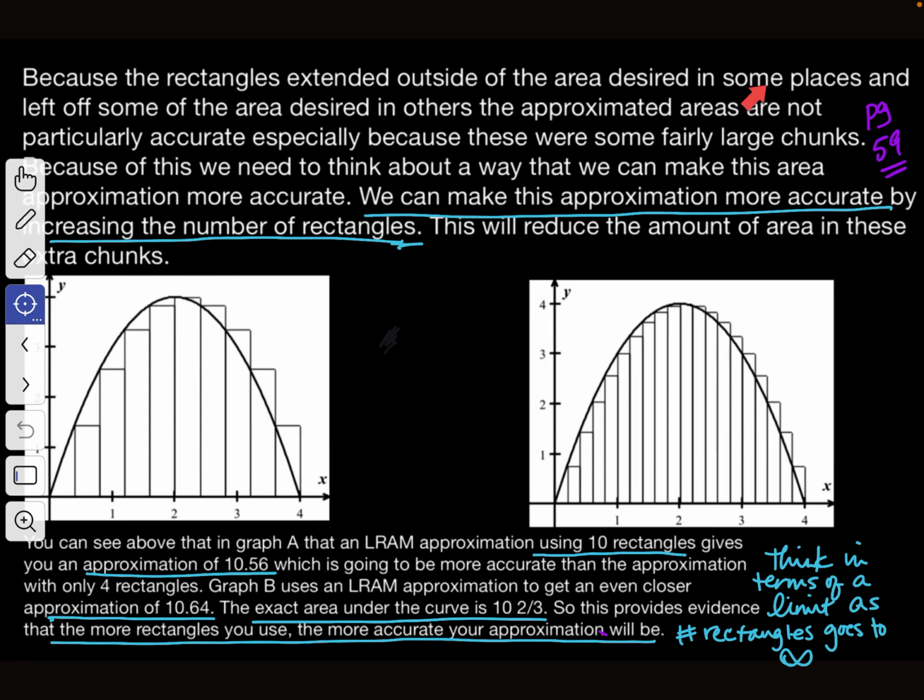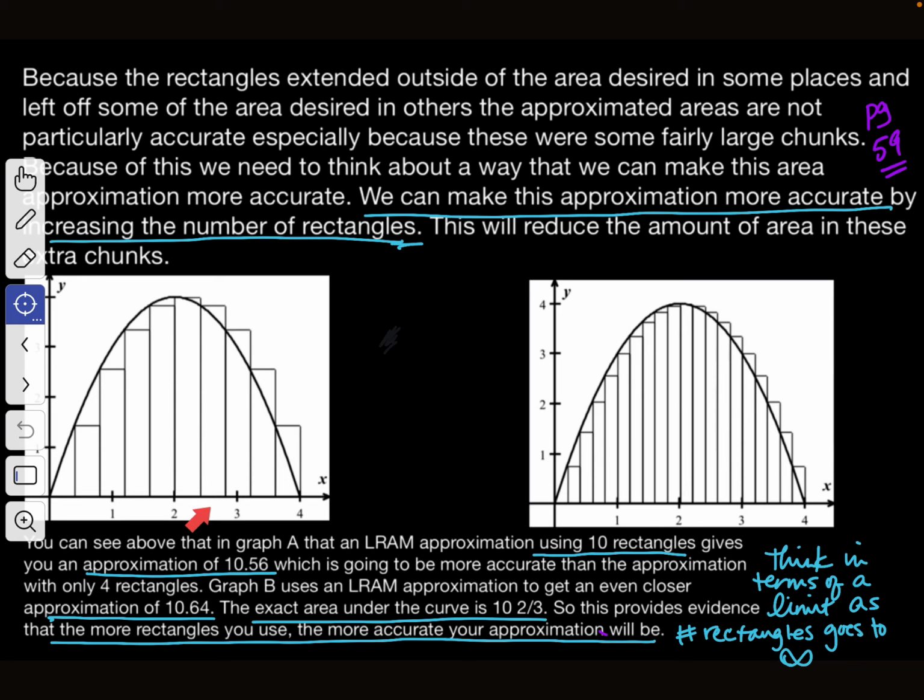Because the rectangles extended outside the desired area in some places and left off some of the desired area in others, the approximated areas are not particularly accurate, especially because these were fairly large chunks. Because of this, we need to think about a way we can make this area approximation more accurate. We can make it more accurate by increasing the number of rectangles. This will reduce the amount of area in these extra chunks.